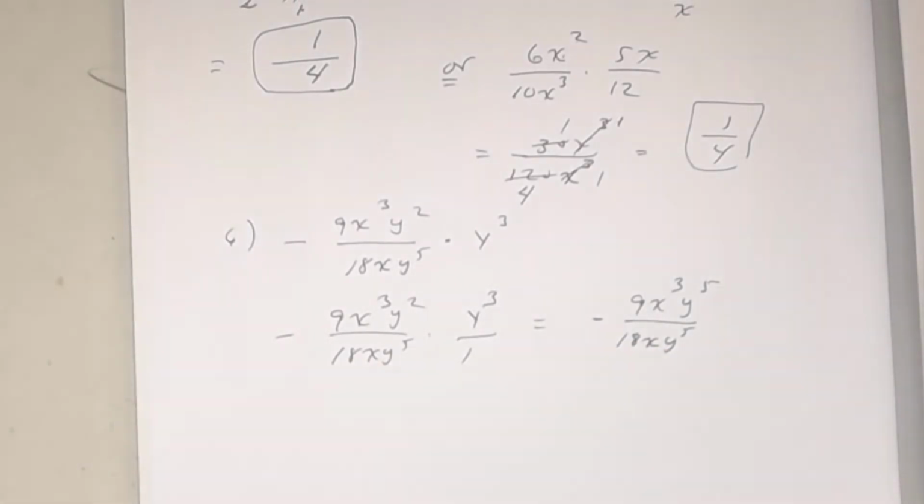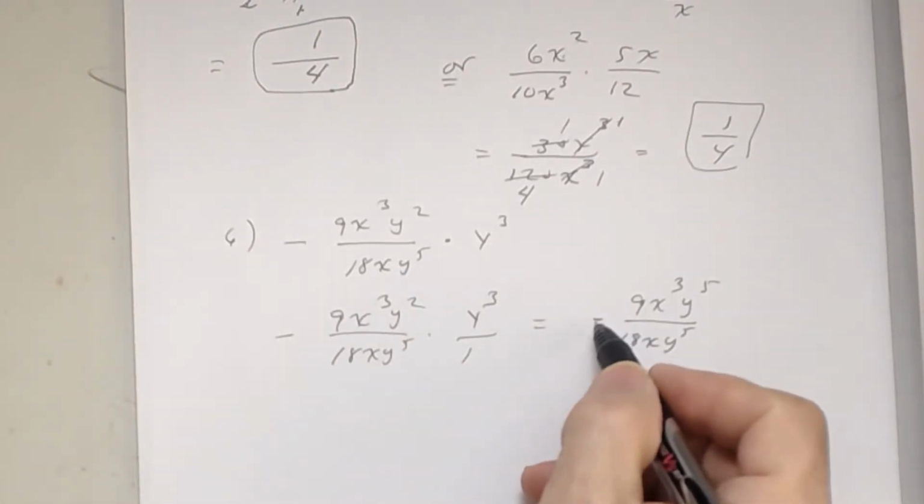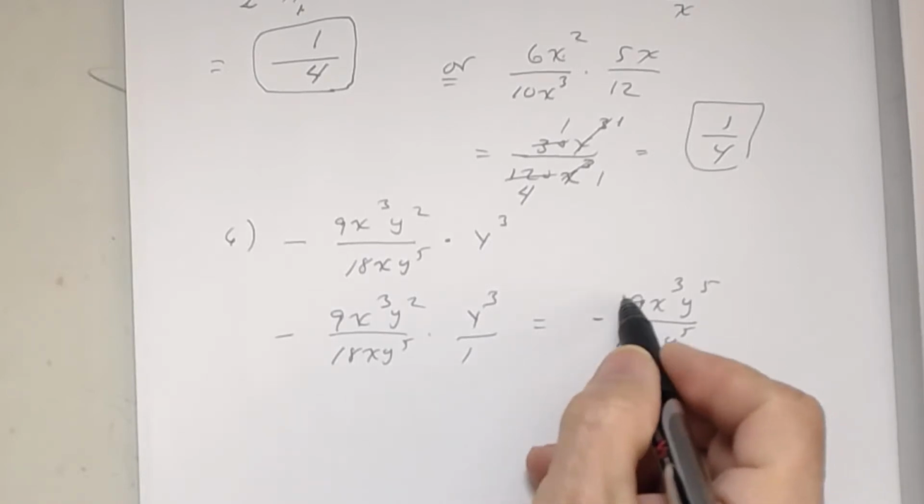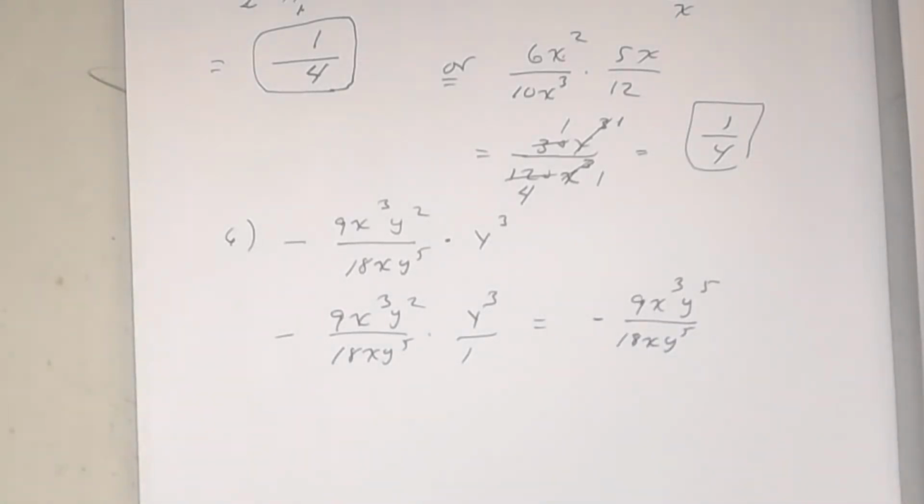18x y to the 5th, right? See how easy this is now? Now, what's the first factor you see in the numerator? 9. Well, the negative's out in front of that fraction. You can't rewrite it as negative 9. You can put the negative in the numerator, but they have it written in front. It doesn't matter. If you want to, instead of putting the negative out here, you can just say negative 9. I'm going to leave it out there, though.